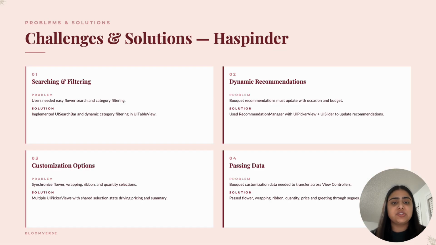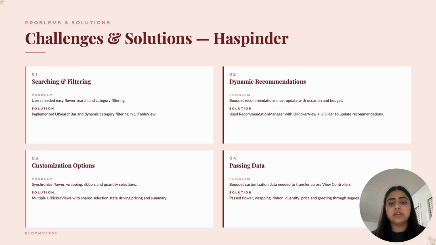These are some challenges which I have faced during the project. The first one was making the flower catalog easy to navigate. I solved this by combining a search bar with category filtering, so the user can either type in the search bar, or click on category buttons for searching flowers.